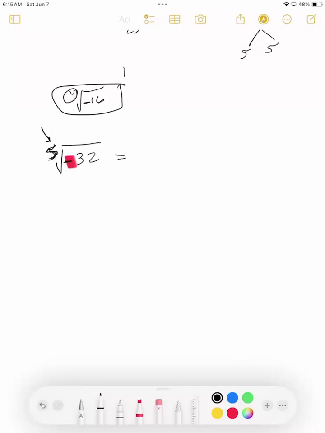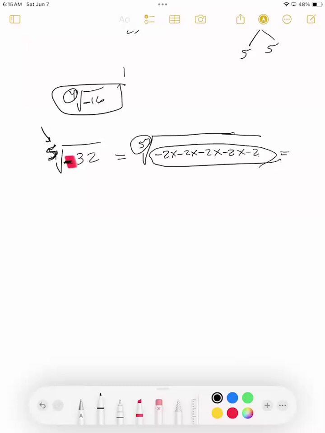Because I can write negative 32 as negative 2 times negative 2 times negative 2 times negative 2 times negative 2. So 32 is made out of 5 2's. 2 times 2 is 4, times 2 is 8, times 2 is 16, times 2 is 32. But since this is negative and this is an odd root, I can write it as negative 2, negative 2, negative 2, negative 2. Since I have 5 negative 2's and I'm looking for the fifth root, the answer is negative 2.